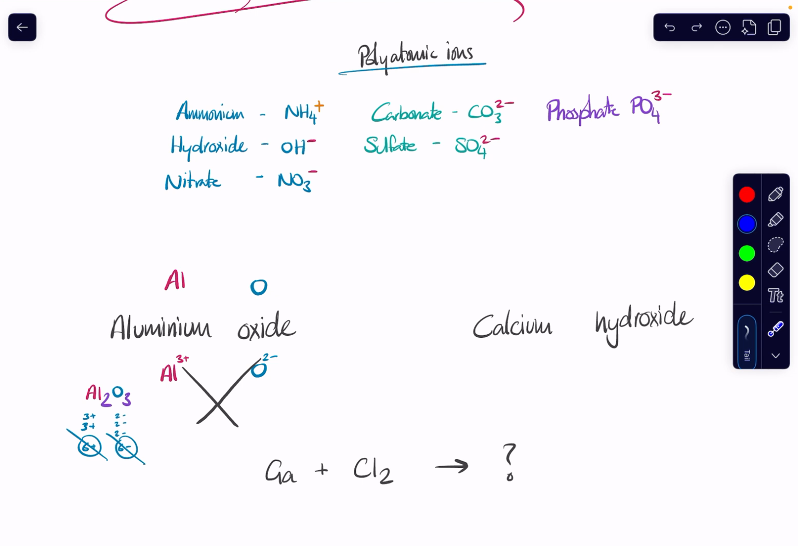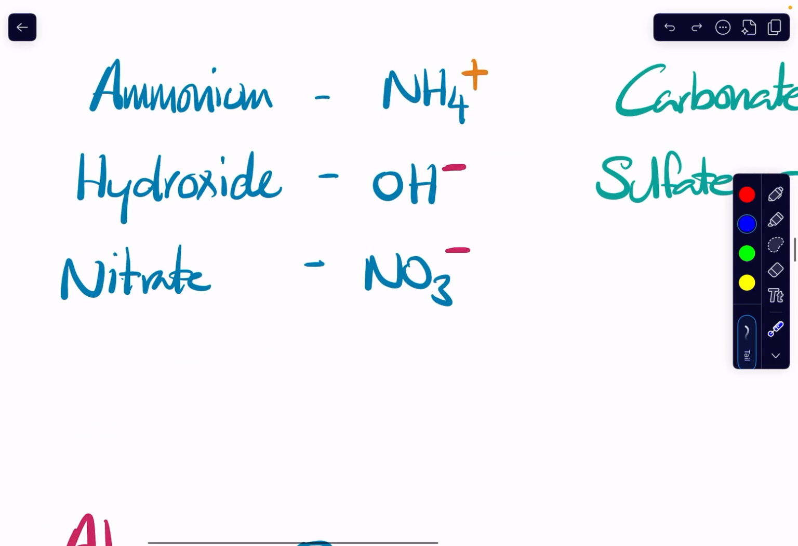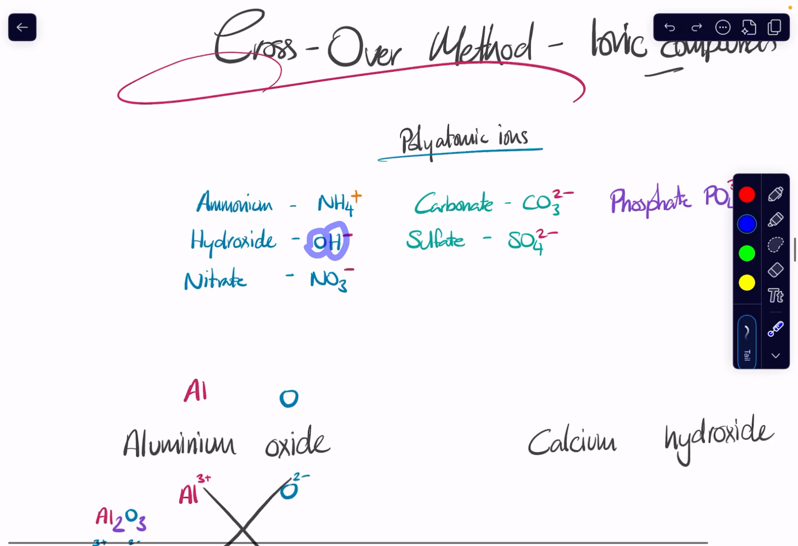Let's do calcium hydroxide. The rule with polyatomic ions is these are best friends. They stay together. So we don't look at O separately and H separately. Hydroxide is the thing. So these two stay together. We don't ever separate them. We balance them together. We move them together. We count the charges together.